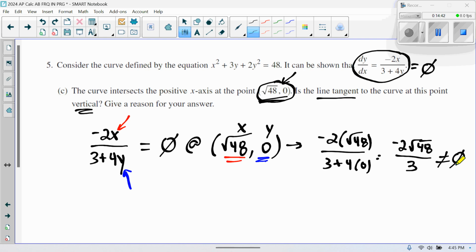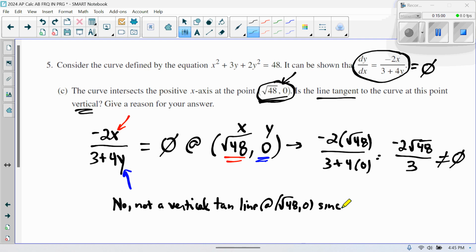Give a reason for your answer. So let's answer the question. No, not a vertical tangent line at radical 48, 0, since my derivative is not undefined at that point. There you go. That was a pretty simple one. I mean, B was a little bit more in the explanation category, but C wasn't that difficult at all.